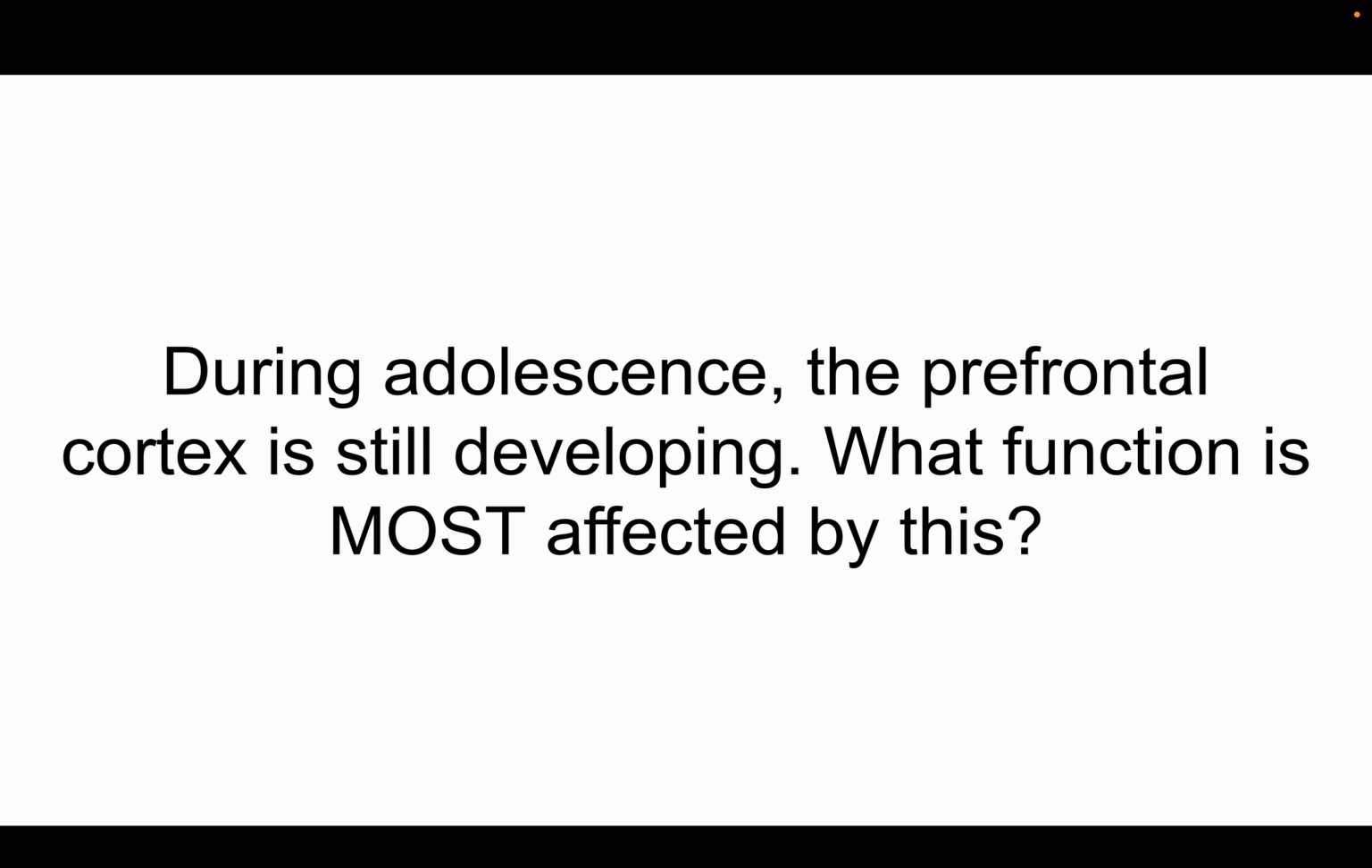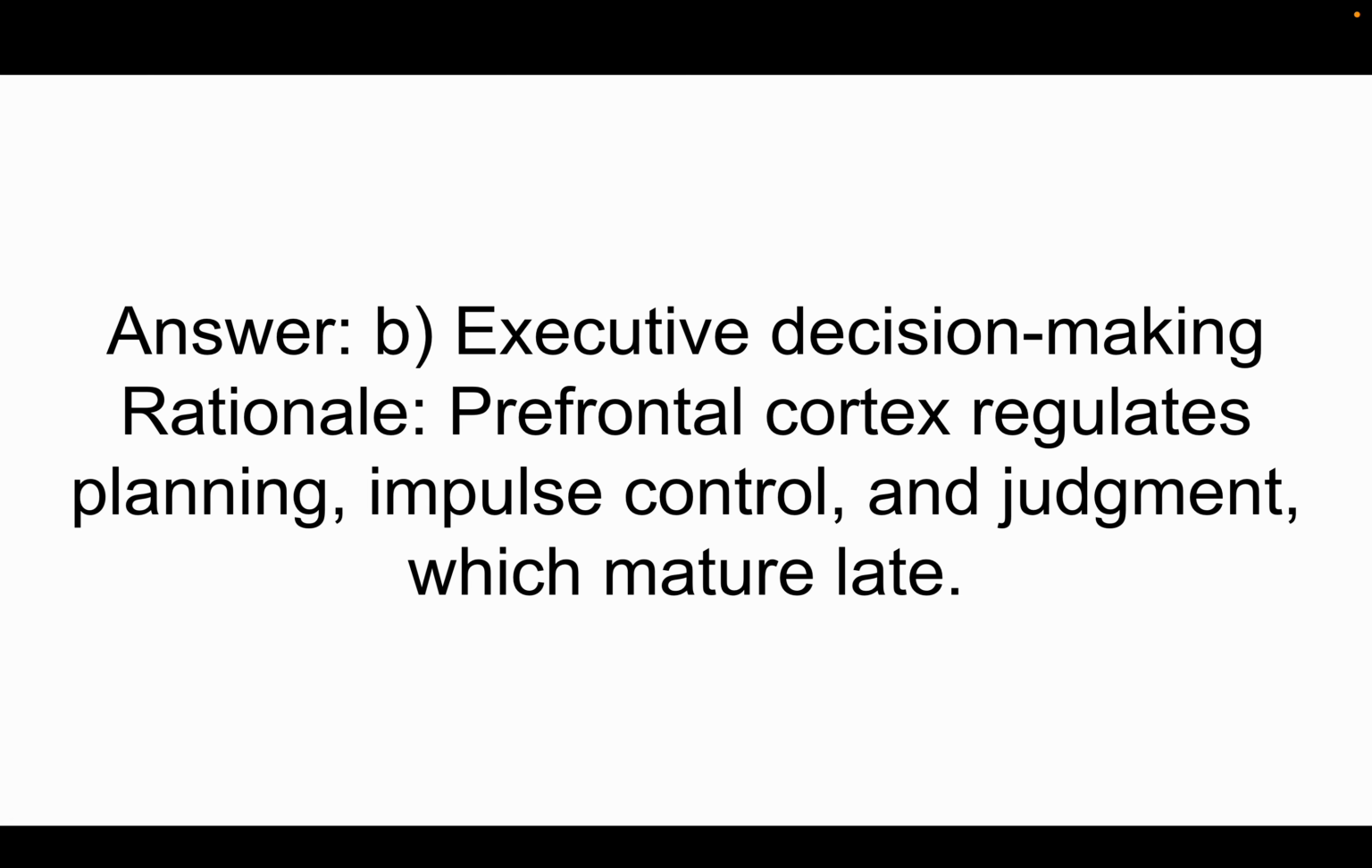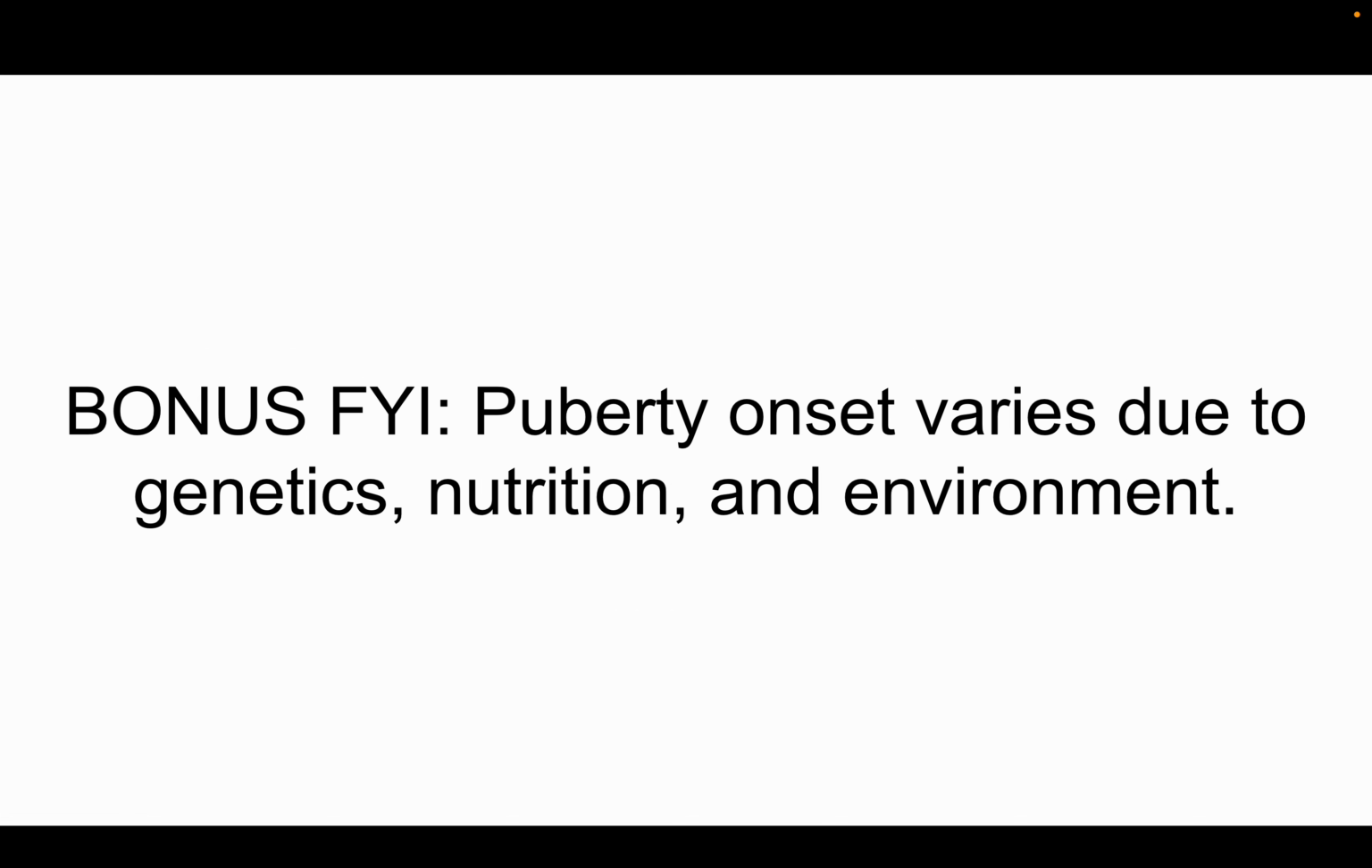Next question. During adolescence, the prefrontal cortex is still developing. What function is most affected by this? A. Gross motor skills. B. Executive decision making. C. Reflexes. Or D. Language comprehension. Answer is B. Executive decision making. Prefrontal cortex regulates planning, impulse control, and judgment, which mature late. Okay, here's a bonus FYI. Puberty onset varies due to genetics, nutrition, and environment.